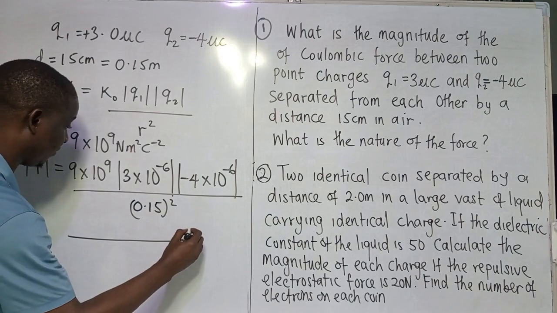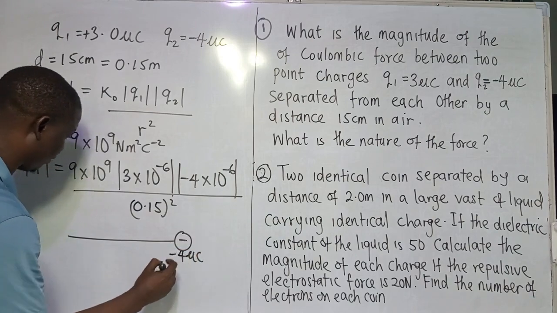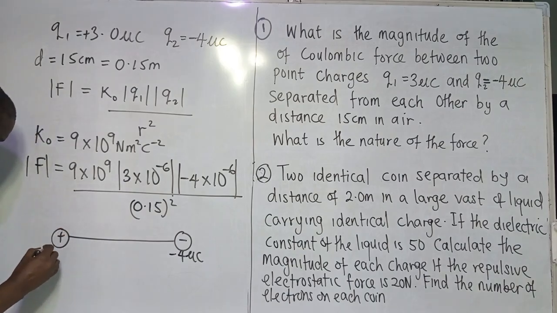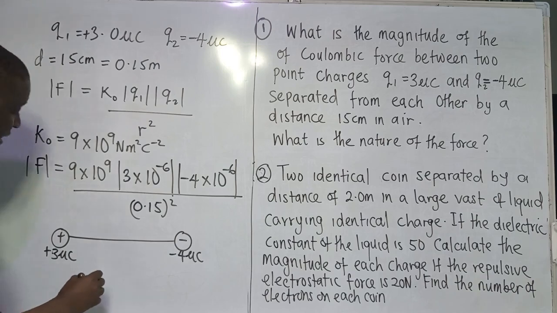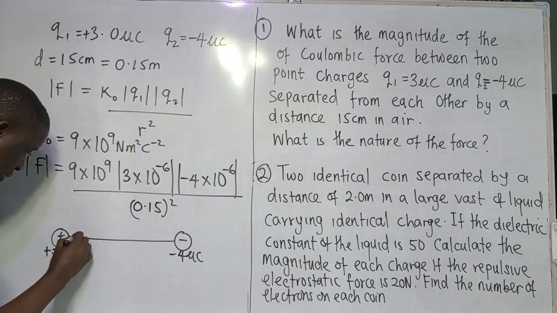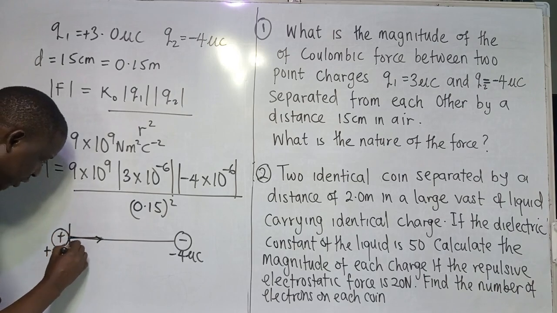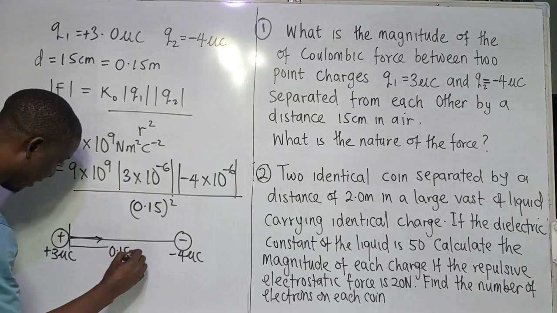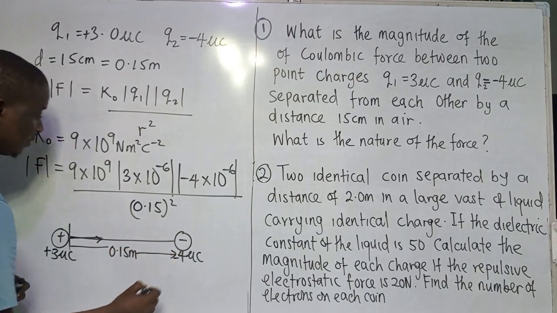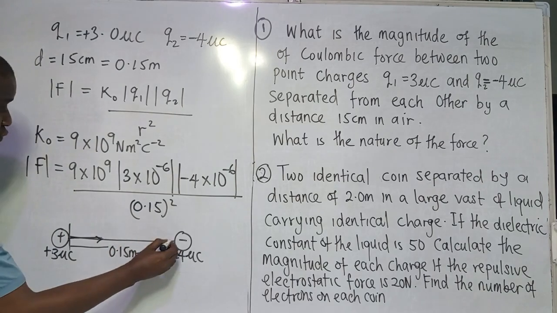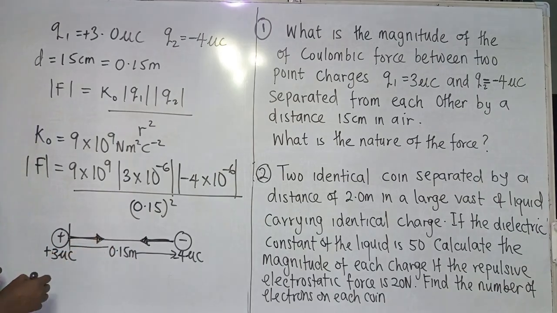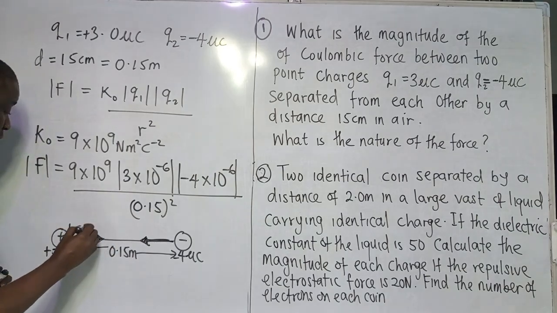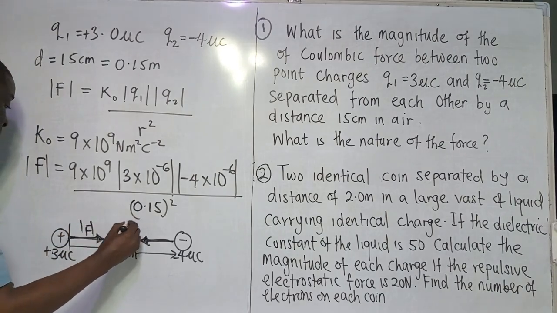Look at a rough sketch of what has just happened. This is negative 4 microcoulomb, and this is positive 3 microcoulombs. Automatically, if these two interact, they will attract each other. Don't forget the separation is 0.15 in meters. So what will exist here is a force of attraction between the two of them. What is the magnitude of this force? That's what we are looking for.